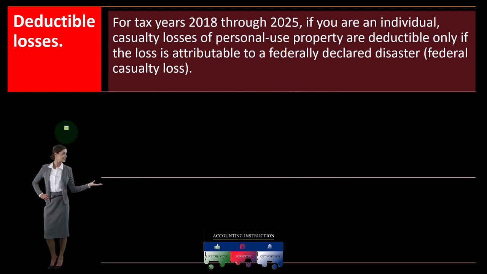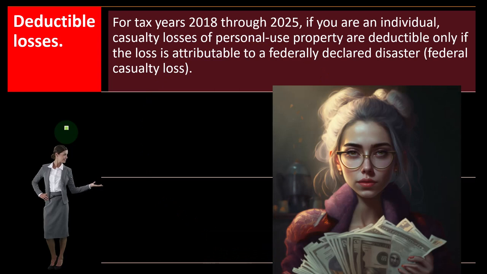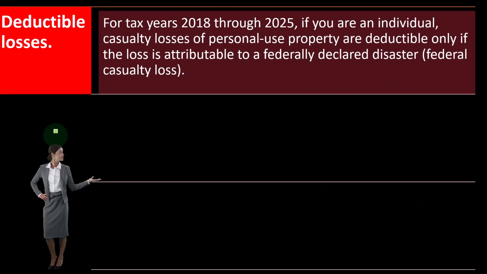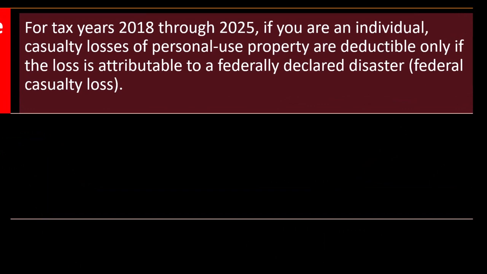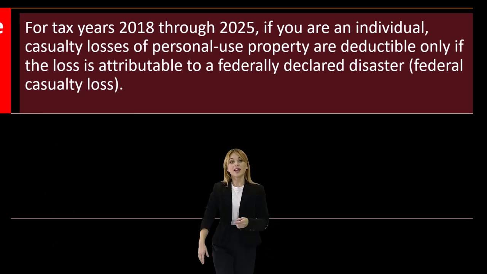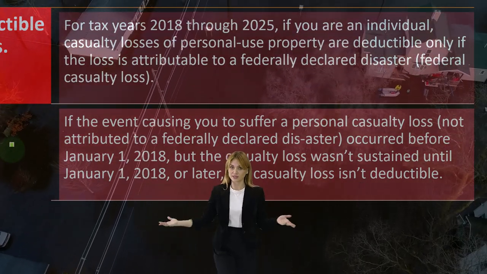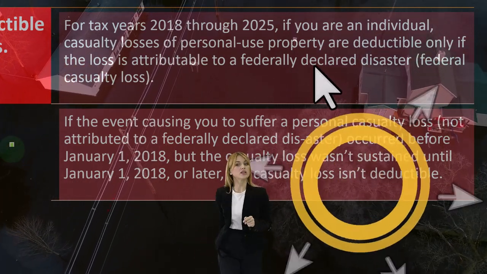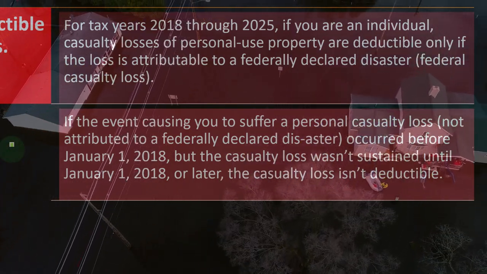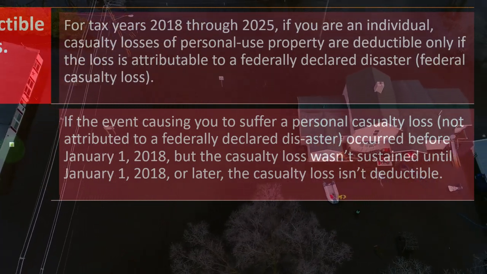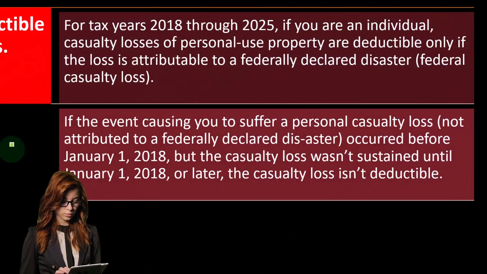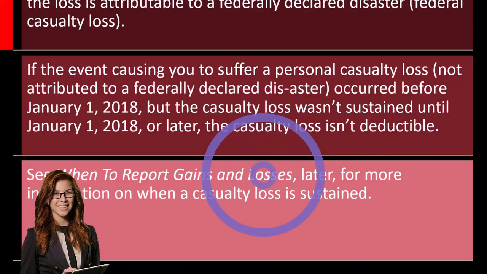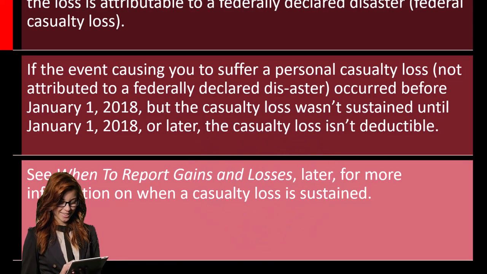So, deductible losses for tax year 2018 through 2025. If you are an individual, casualty losses of personal use property are deductible only if the loss is attributable to a federally declared disaster, a federal casualty loss. So if the event causing you to suffer a personal casualty loss not attributed to a federally declared disaster occurred before January 1st, 2018, but the casualty loss wasn't sustained until January 1st, 2018 or later, the casualty loss isn't deductible. See when to report gains and losses later for more information on when a casualty loss is sustained.